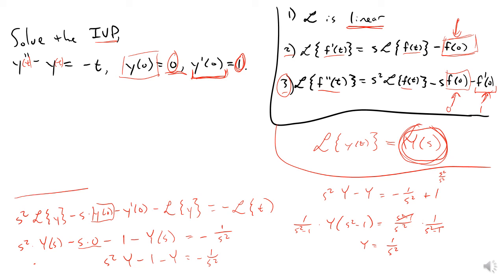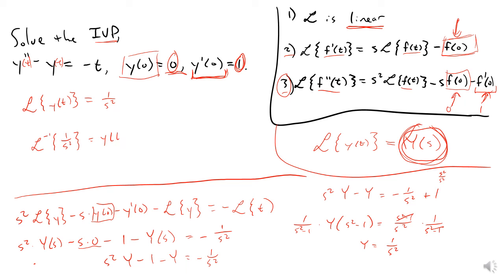All right, so what we know right now is that the Laplace transform of y of t, remember y of t is what we're trying to find, the Laplace transform of what we're trying to find equals capital Y of s, which is 1 over s squared. So then, if I take the inverse Laplace transform, this means that the inverse Laplace transform of this function 1 over s squared is equal to y of t.